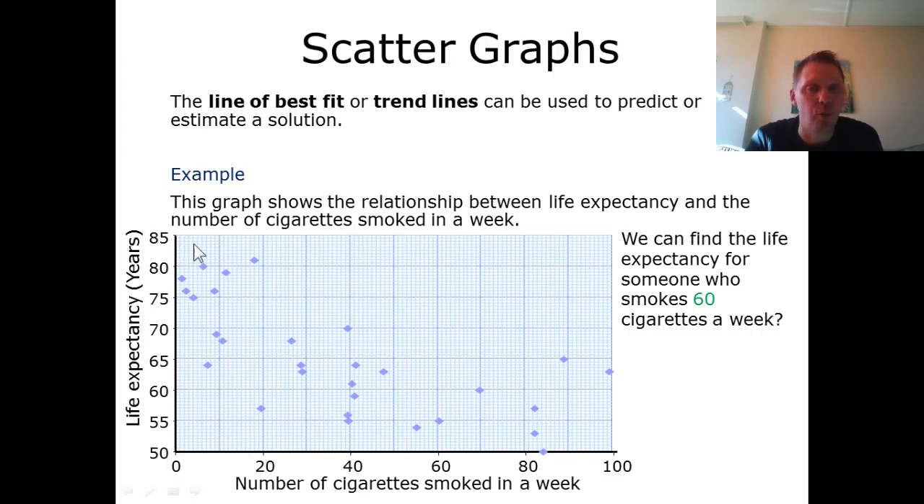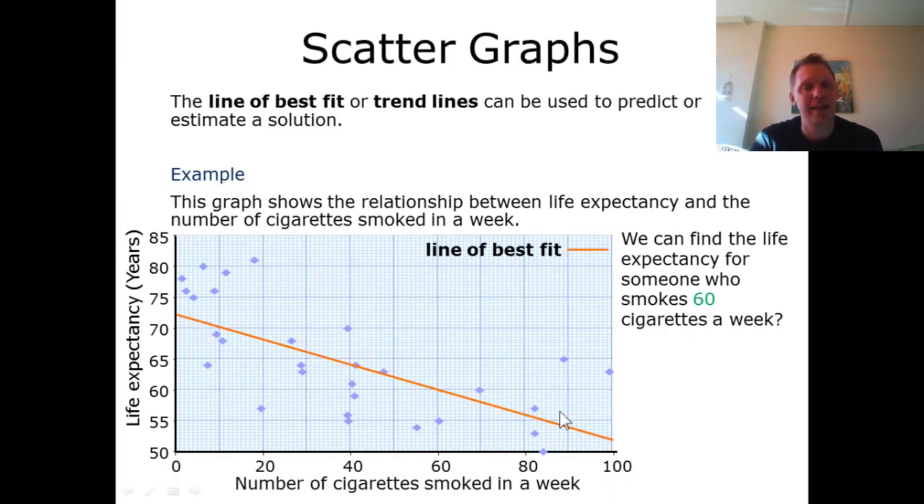Here we've got a graph of life expectancy depending on the number of cigarettes smoked per week, and we are looking to find an estimate for the life expectancy of someone who smokes 60 cigarettes a week. The first thing we need is a line of best fit. Next, we look for our 60 cigarettes per week. Number of cigarettes is our horizontal axis, so we draw a line going straight up from 60 to our line of best fit, and then draw a line horizontally to our vertical axis to give us our estimate against 60 cigarettes per week, and this will be 60 years.